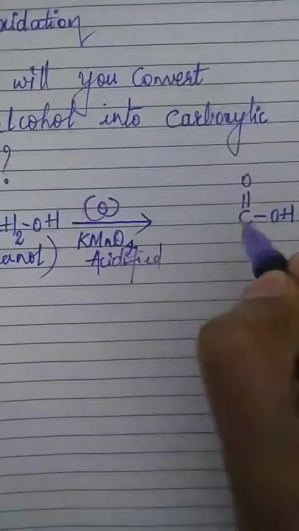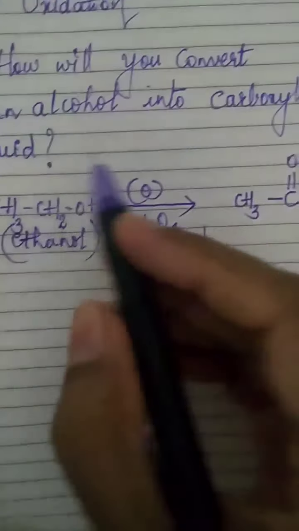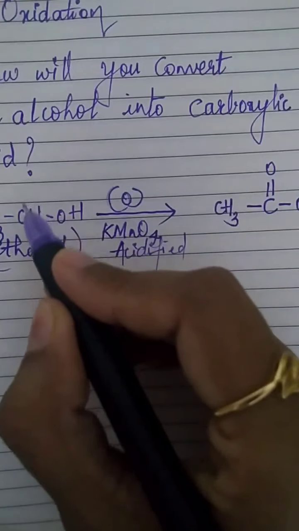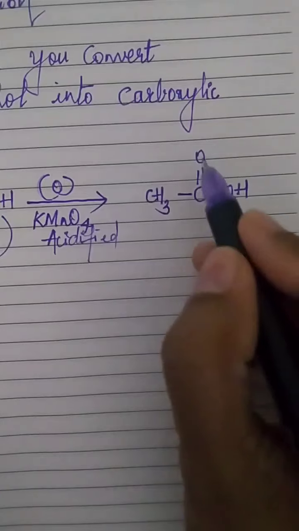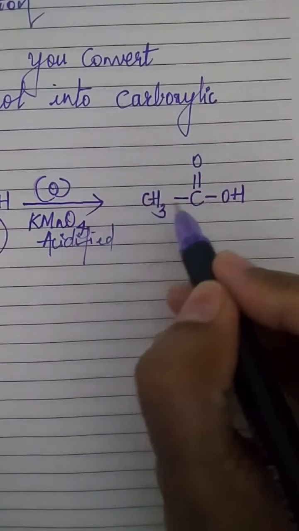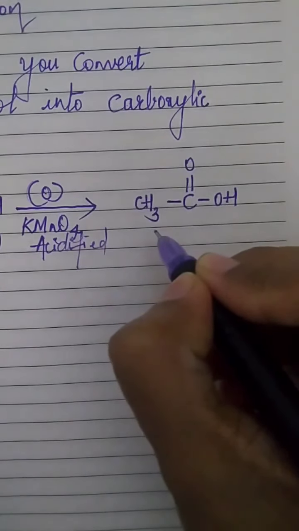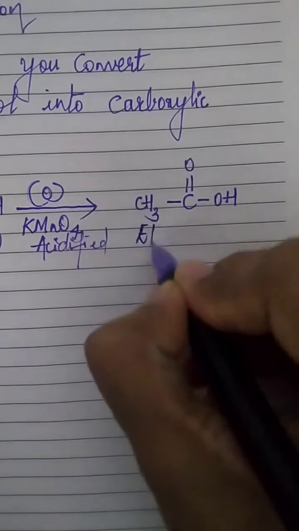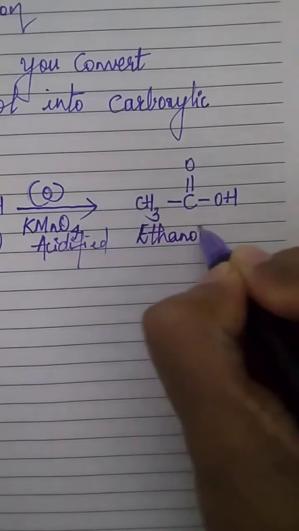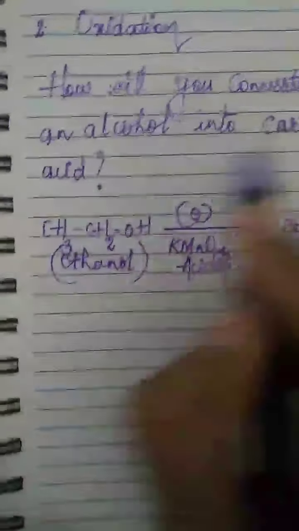We have 1 more carbon. So that will be CH3. This carbon is attached to the functional group: CH3 C double bond O OH. Which type of acid is this? This is ethanoic acid, or commonly we call it acetic acid. CH3COOH, acetic acid. Now I'll write the IUPAC name, that is ethanoic acid. Easy? Please write this question.